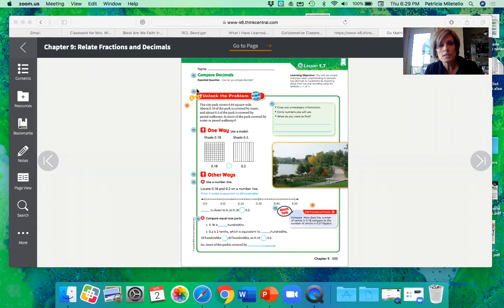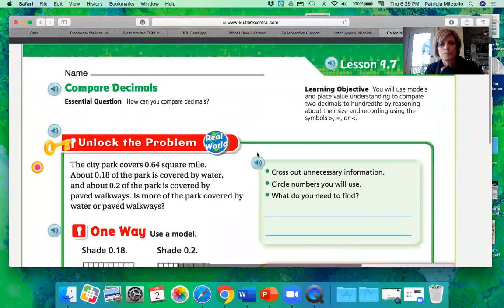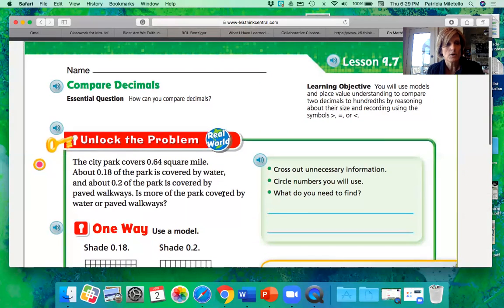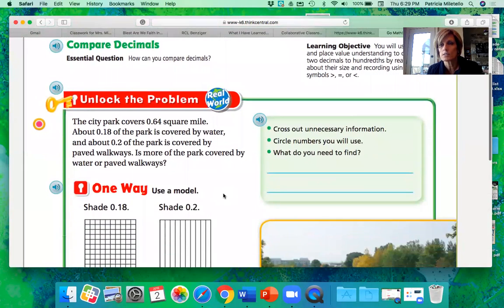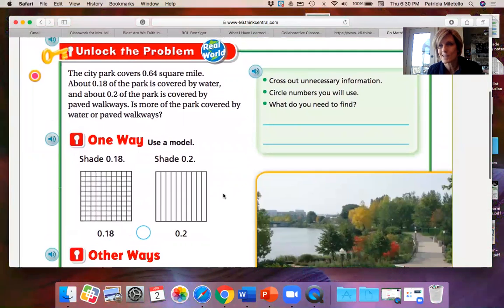So this is page 533. Let me see if I can make it bigger. All right, so lesson 9.7 right here, and we're going to use models and place value understanding to compare two decimals to hundredths by reasoning about their size and recording using the symbols greater than, equal to, or less than. So our essential question is, how can you compare decimals? So we're comparing two different decimal numbers as being greater than, less than, or equal to another decimal.